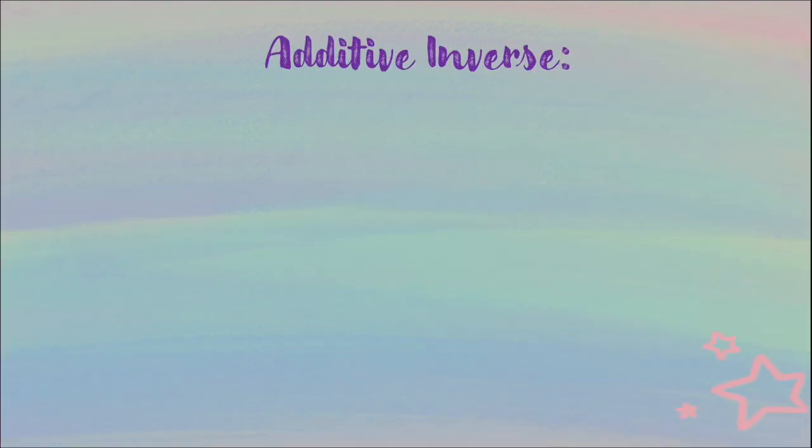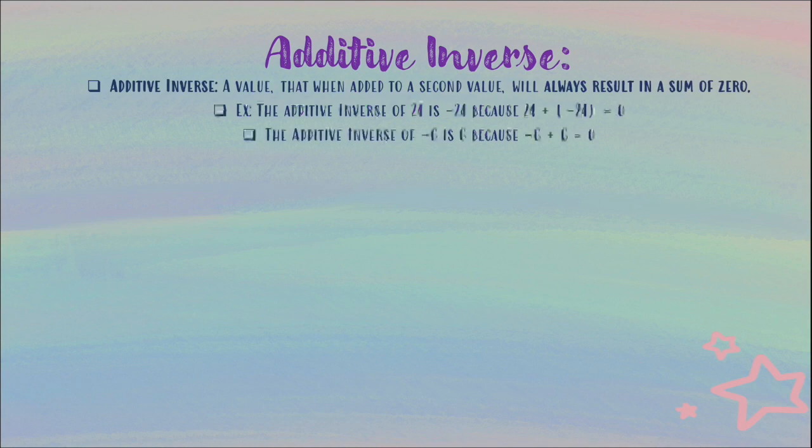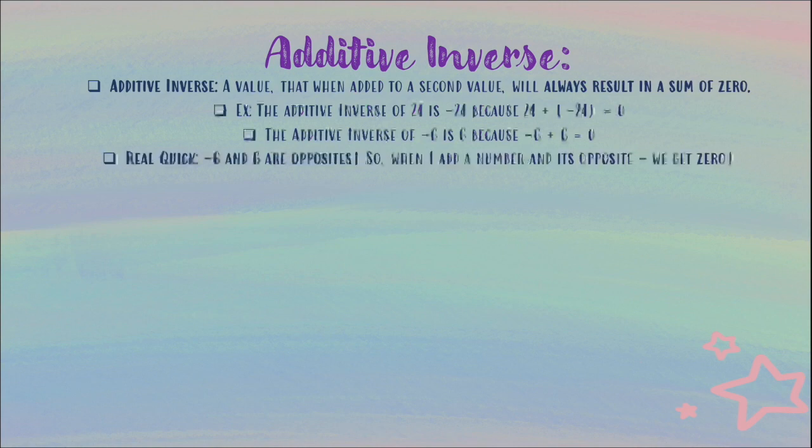Let's get started by going through our additive inverse here. So what is the additive inverse? Well, it is a value that when added to a second value will always result in a sum of 0. It's a lot of words. So an example here would be the additive inverse of 24 is negative 24 because 24 plus negative 24 equals 0, right? The additive inverse of negative 6 is 6 because negative 6 plus 6 equals 0.